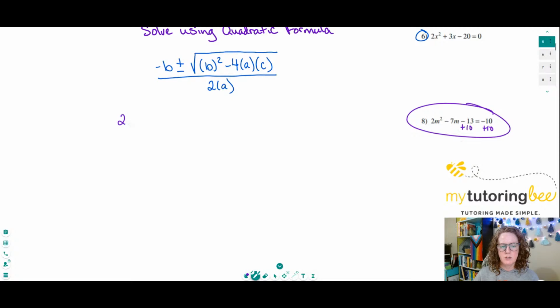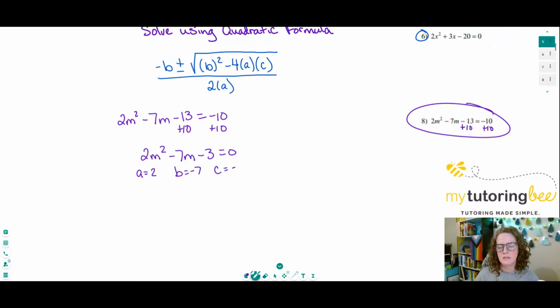So we've got 2m squared minus 7m minus 13 equals -10. So remember before I said that we need to make this equal to 0. So we're going to add 10 to both sides of the equation. 2m squared minus 7m, and then that would give us -3 equals 0. Okay, so now we have our A is 2, B is -7, and C is -3.